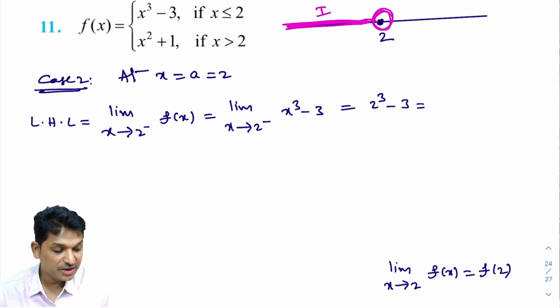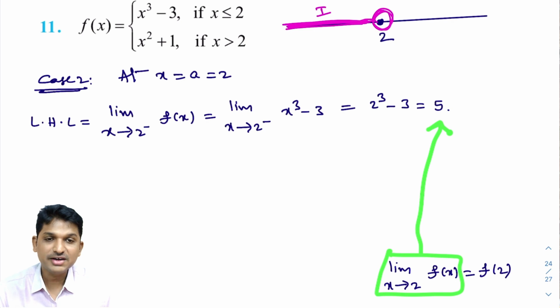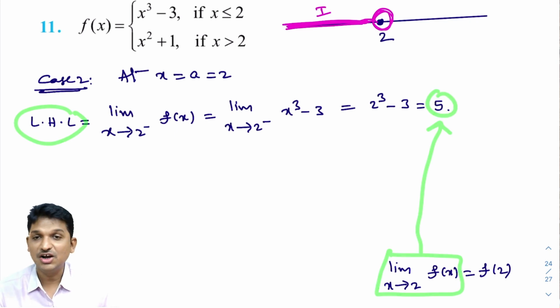That is 8 minus 3. 8 minus 3 is what? 5. So what happened? I calculated this: limit x tends to 2 of f of x. No, not yet calculated. What I did here was calculate the left hand limit. Now I need to calculate the right hand limit also. If the right hand limit is also 5, then we will conclude.